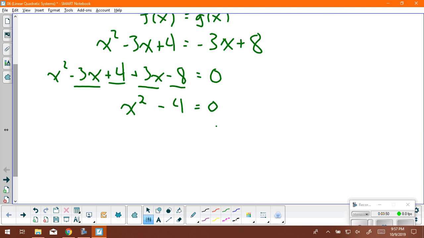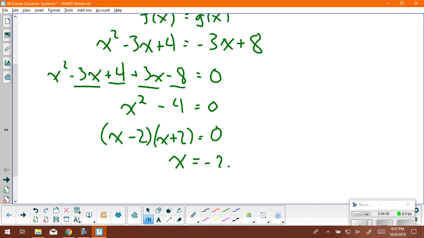Okay, so now I just need to solve my equation. So I can either rearrange it, or if you know how to factor that, it's a difference of squares. So I have x minus 2 and x plus 2. Okay, so that means that it crosses at minus 2 and 2.